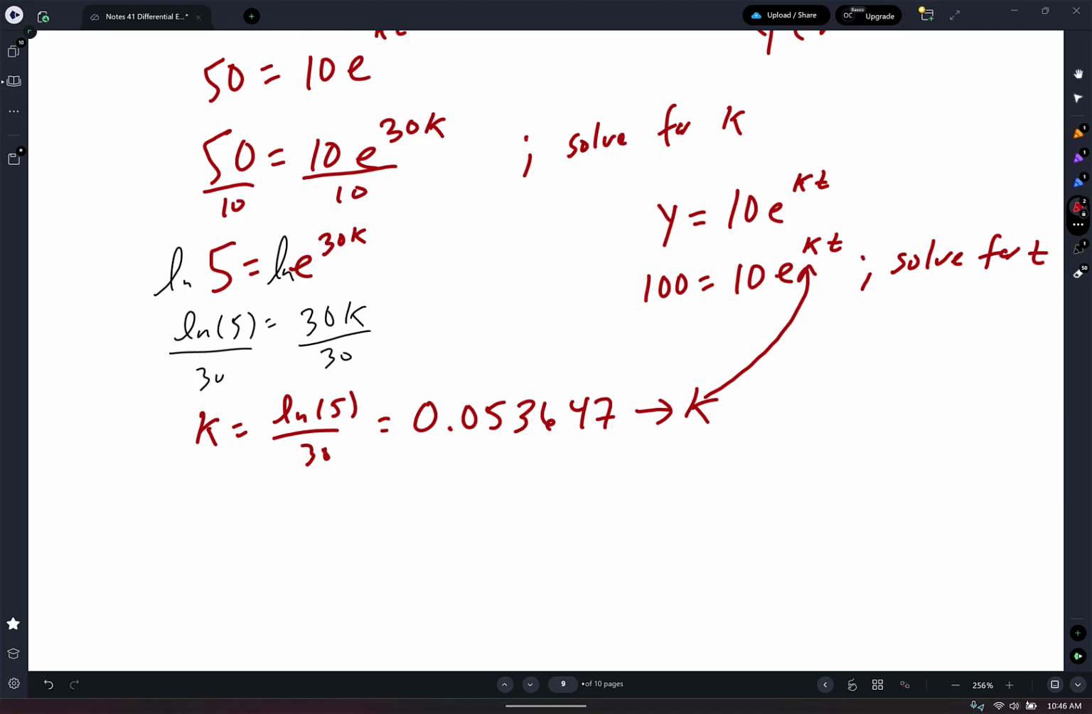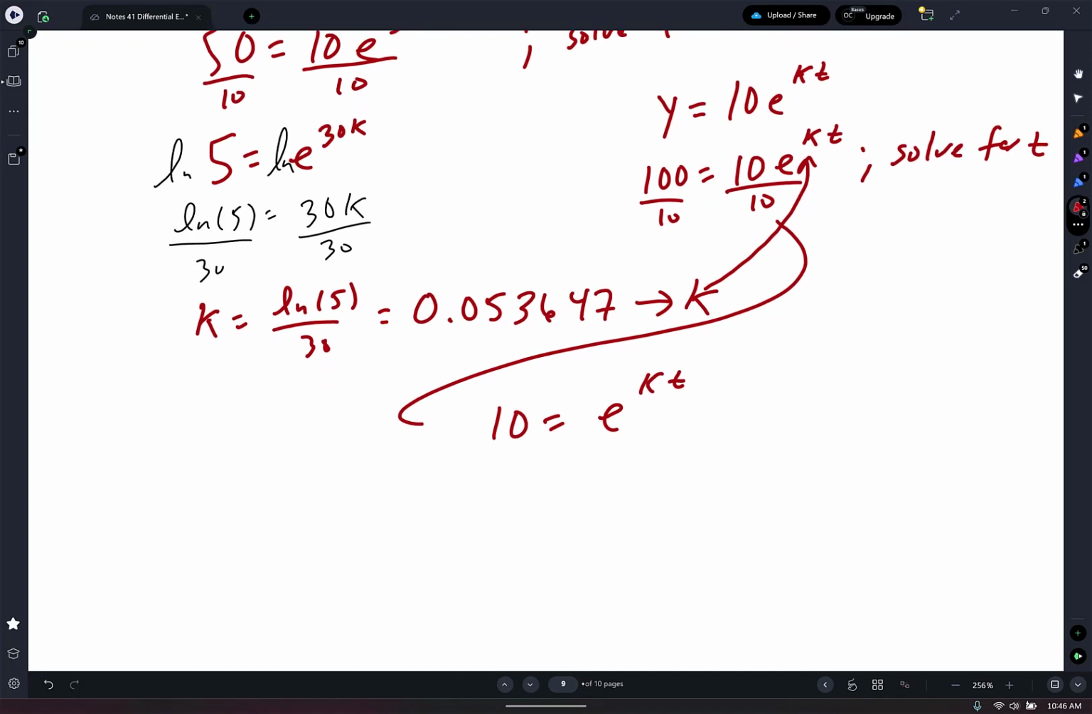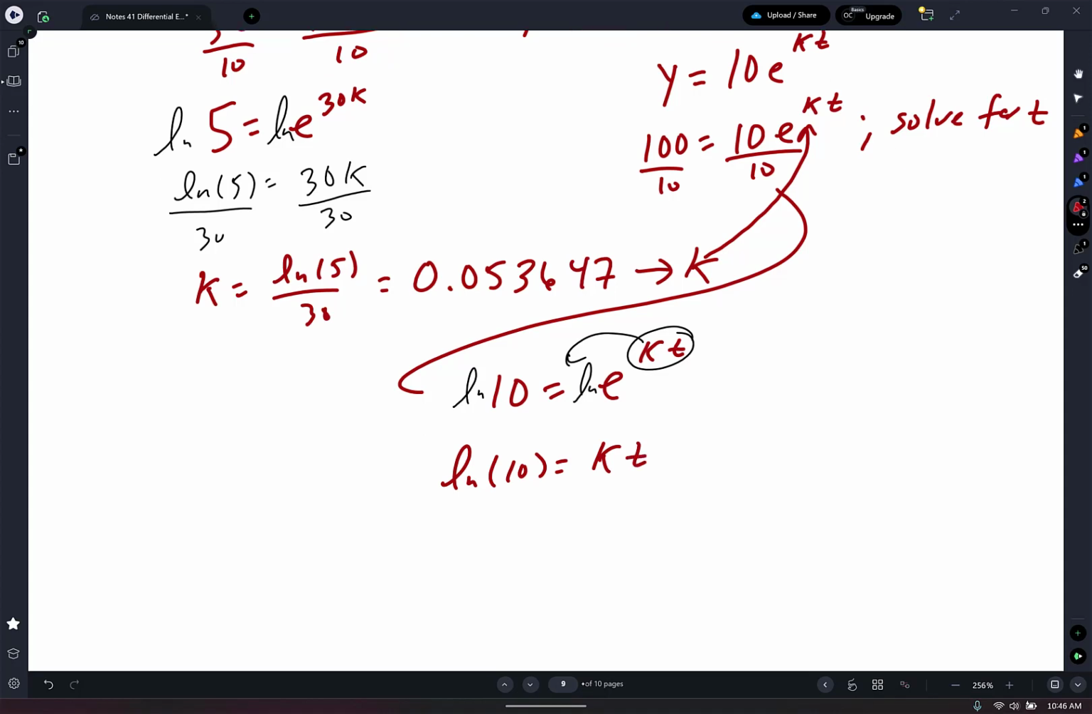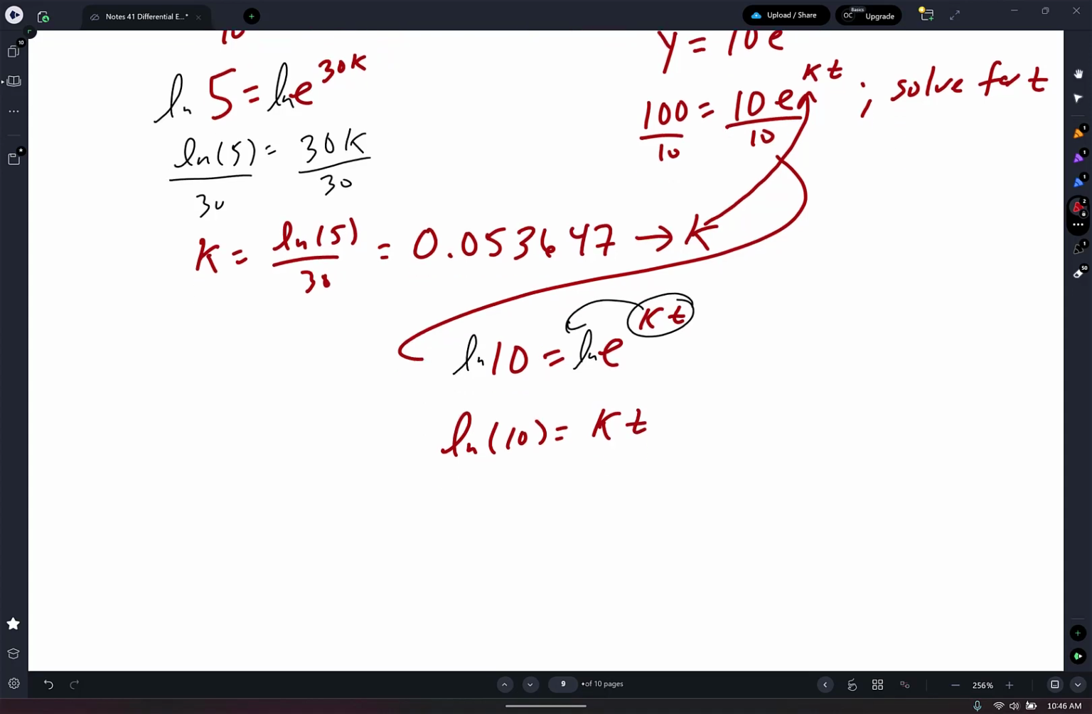Are we still okay? Yeah. All right. How do I solve for t? What do I got to do first? Divide by 10. What's 100 divided by 10? So 10 equals e to the kt. Then how do I bring the kt down? ln, ln, ln. Then kt comes down. So then I have ln of 10 equals kt. And I already have k saved in my calculator, so all I got to do is divide by k.